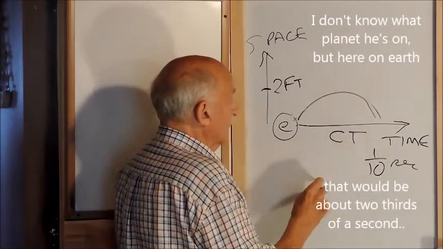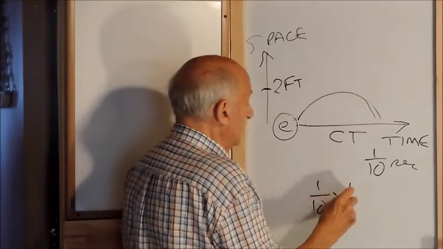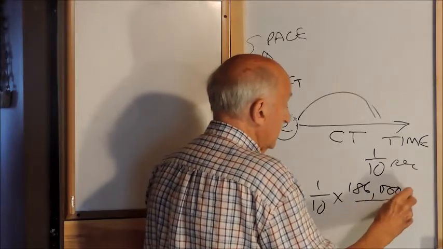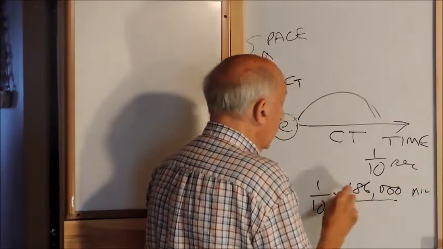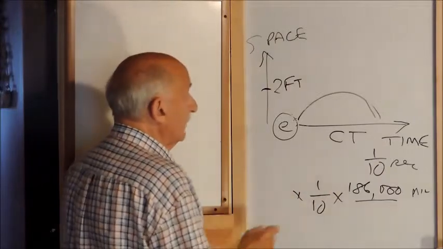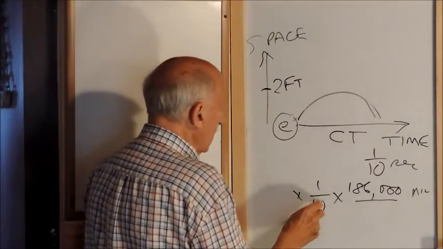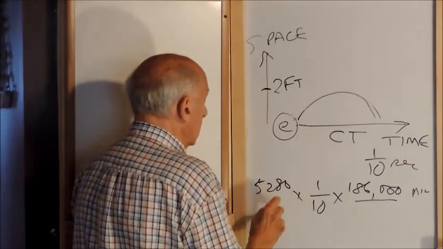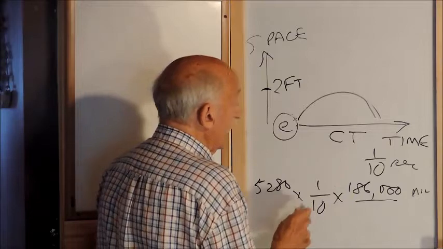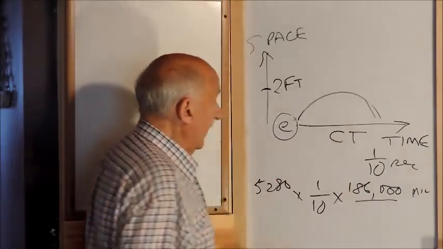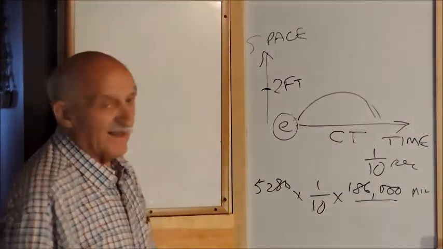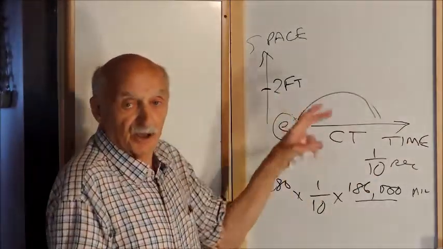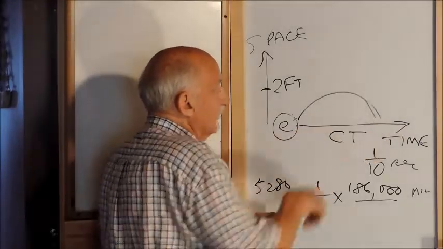So it's 1/10 of a second times 186,000 miles per second. So it's that times the number of feet in a mile, which is 5280. So you see that now is the length of this line, and as you can see, it's very, very long. So this line is squashed a lot to show the curve. In fact, you wouldn't be able to see the curve.